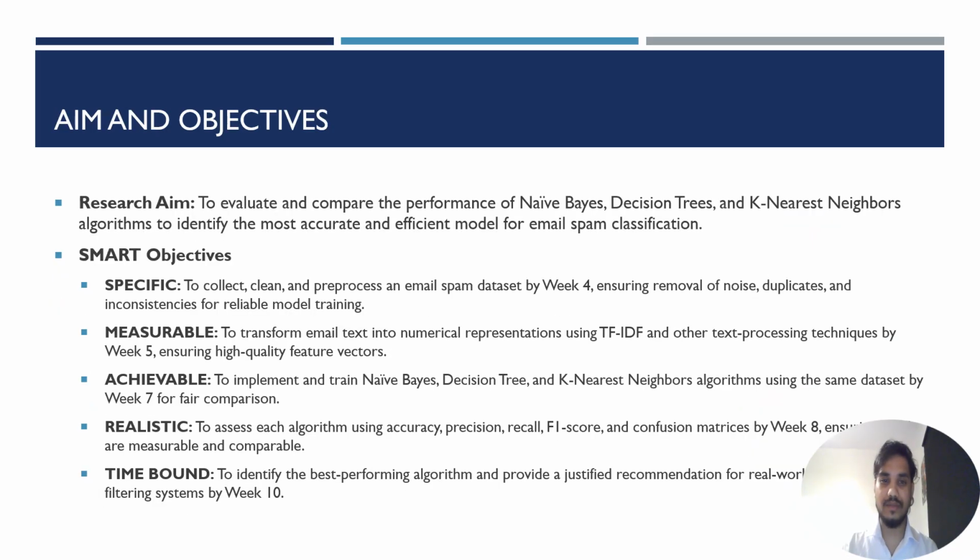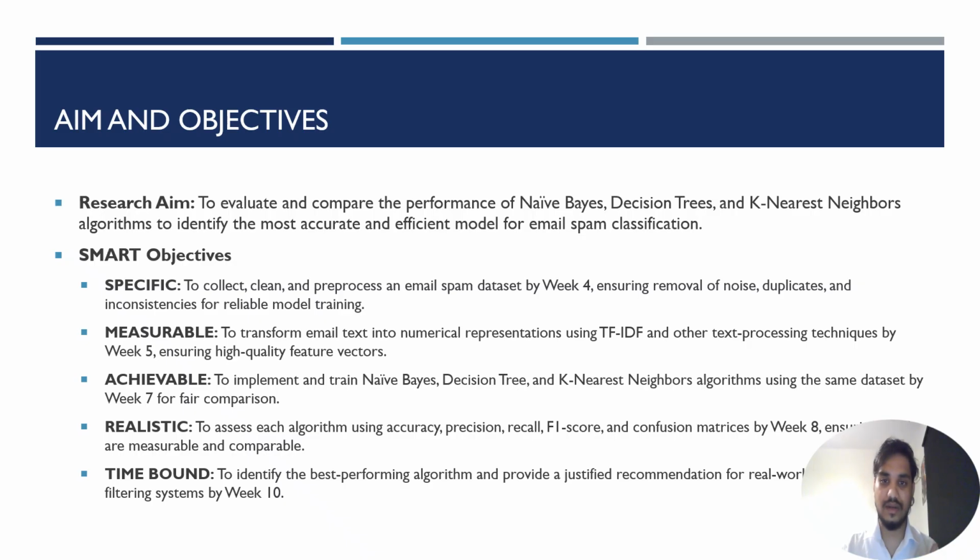Coming to aims and objectives, the research aim of this project is to evaluate and compare the performance of Naive Bayes, decision trees and K-nearest neighbors to determine which algorithm is most accurate and efficient for email spam classification. Basically, to achieve this, the project follows five SMART objectives.